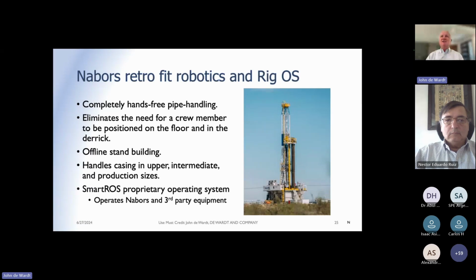And they run their smart rig operating system over the rig system. And they operate both Nabors and third-party equipment. So third-party equipment on this rig is operated by the Nabors smart rig operating system.